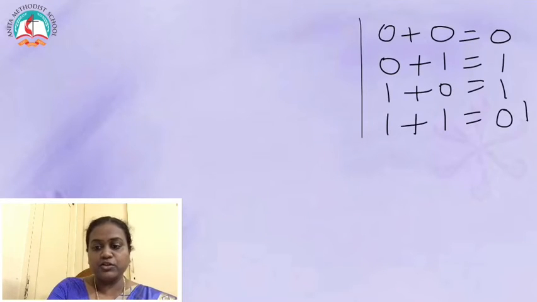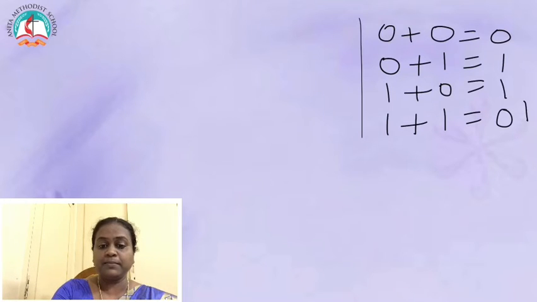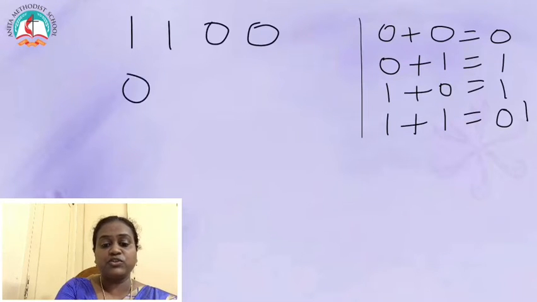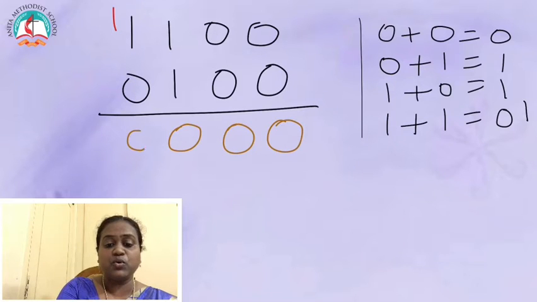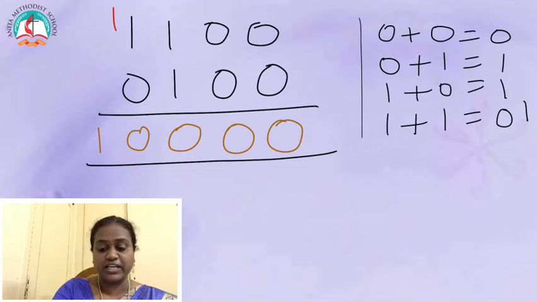Let's look into an example for binary addition. Before doing addition, you should write the rule in your rough column so that it is easy for you to look into the rule and work out the sum. So my binary numbers are 1100 and 0100. I'm going to do addition.